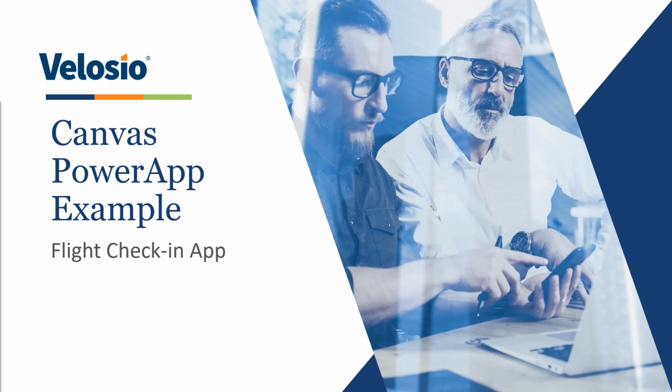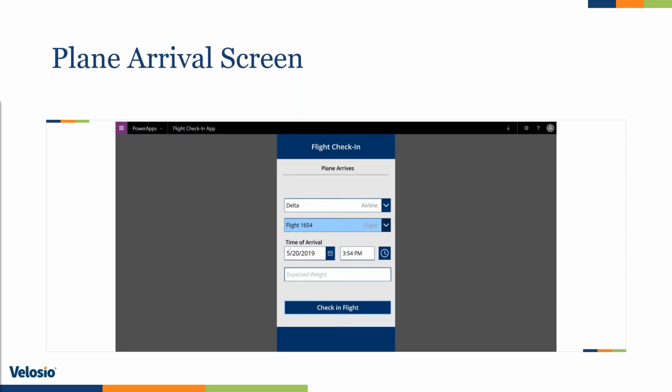So I just want to show a quick example of a Canvas Power App. This application is for an airline to check in flights. So for the people that are on the ground checking in a flight as it's landing at the airport, they're able to open up this app, and you'll see I've got it open on a browser in this screenshot, but it is in a layout to work on a mobile device. So this is optimized to be used for someone on a mobile phone who can log in, say who the airline is, say the flight number, say what time they arrive, and then they can continue on to the next page by hitting that check-in flight button.